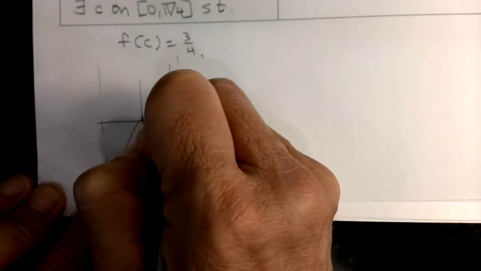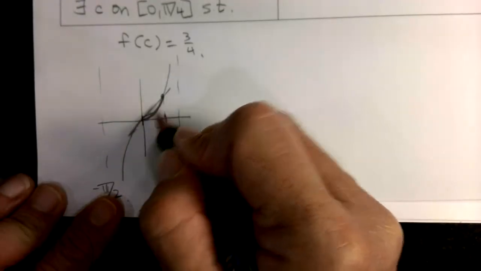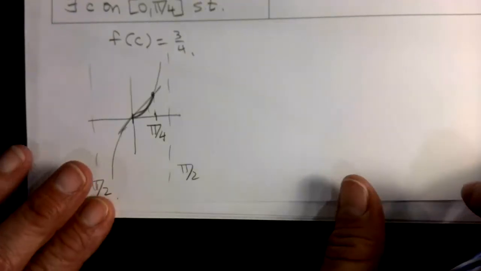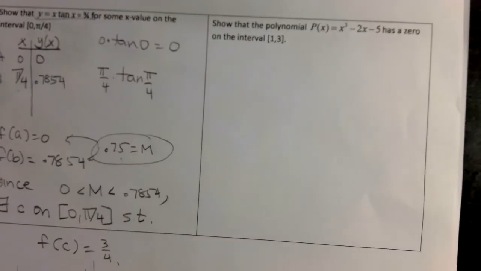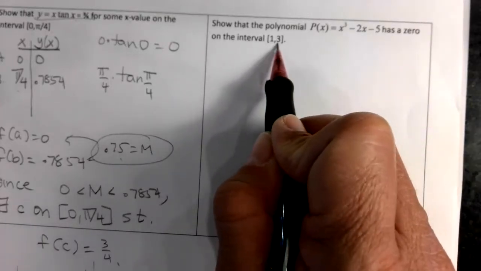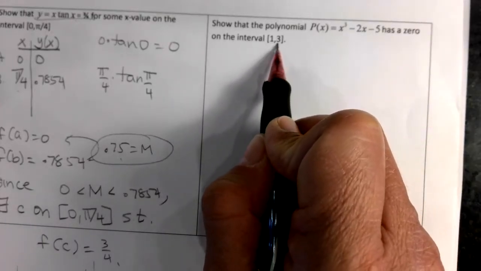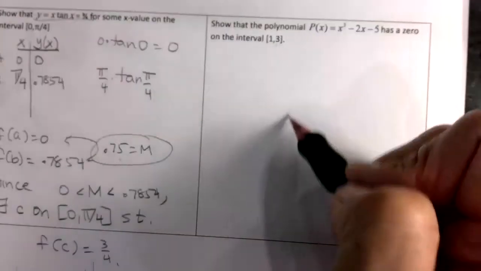So tangent is continuous between 0 and pi/4. x is continuous on 0 to pi/4. So the product of them is also continuous, at least between 0 and pi/4. Okay, a polynomial is continuous over all real numbers, so that's awesome. So we just need to show that our polynomial has a 0 somewhere on the x interval 1 to 3. So this is the corollary.